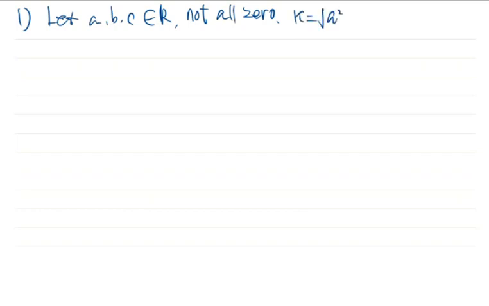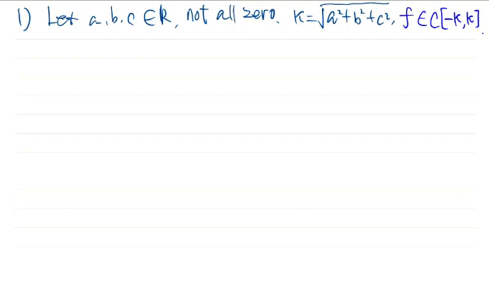Suppose A, B, C are real numbers, not all zero. At least one of them is not zero. And kappa is the norm of this vector (A, B, C). And f is a continuous function in the interval minus kappa to kappa.